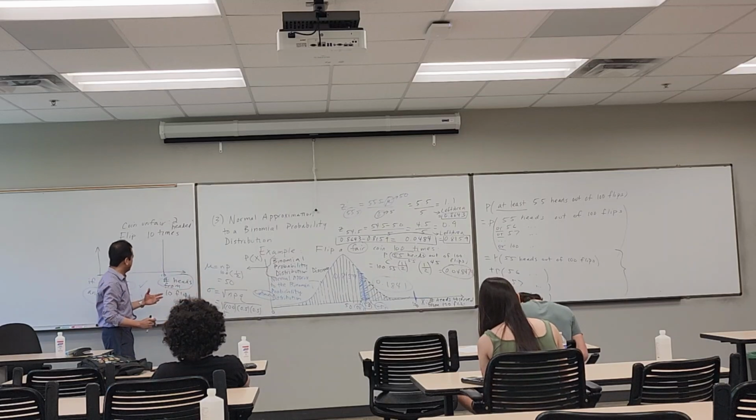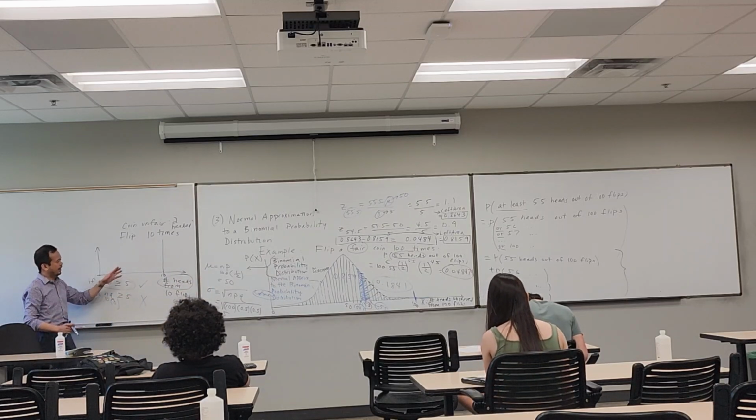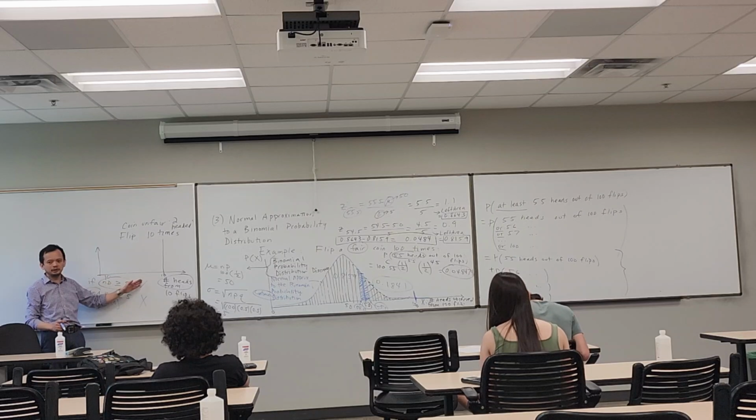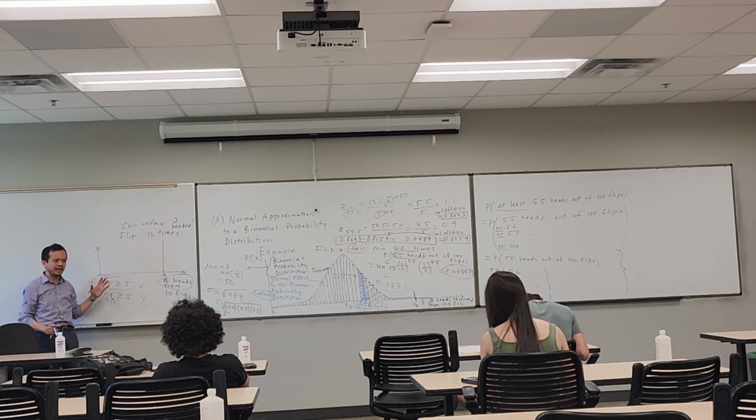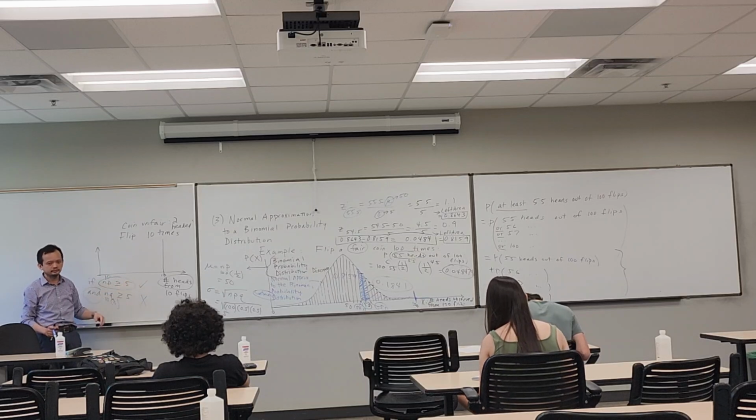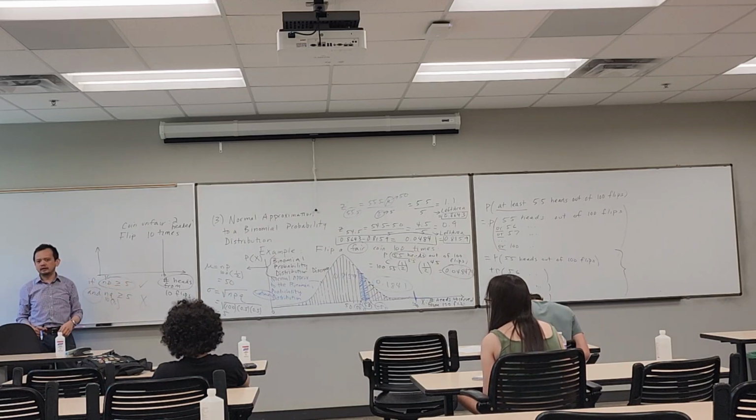And in this case, if you found yourself having to add up multiple binomial probabilities, then you would not be able to fit a bell curve onto this. You would have to actually add up the binomial probabilities. Okay, any questions, guys?